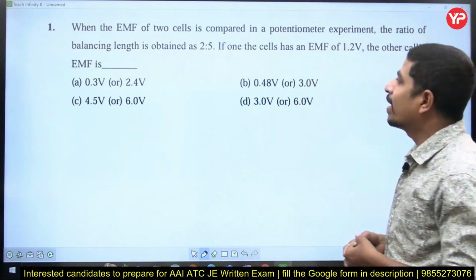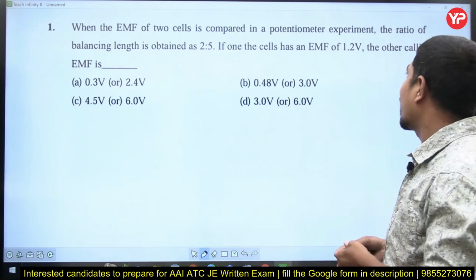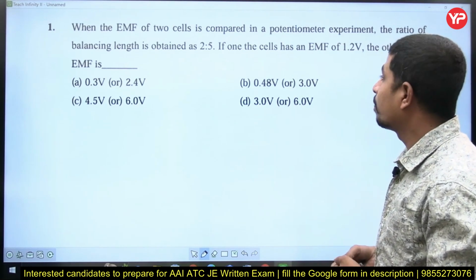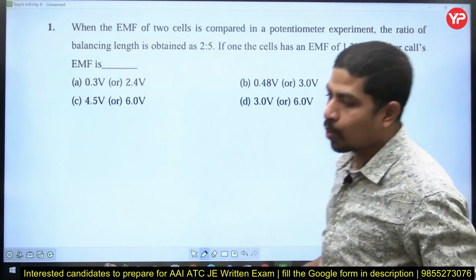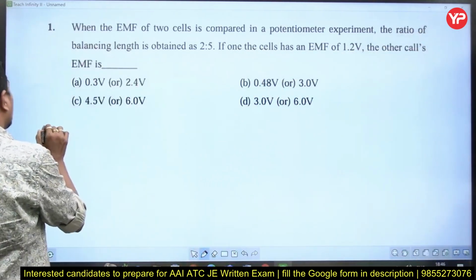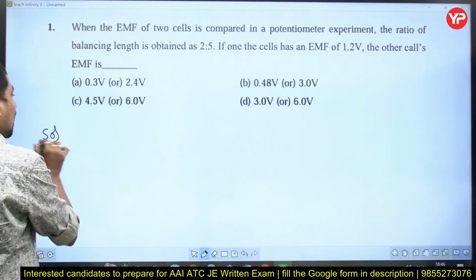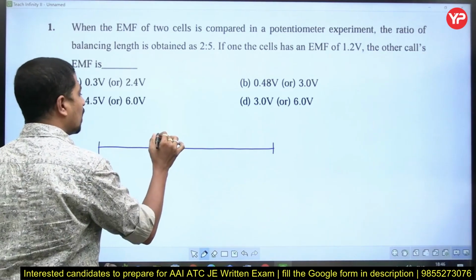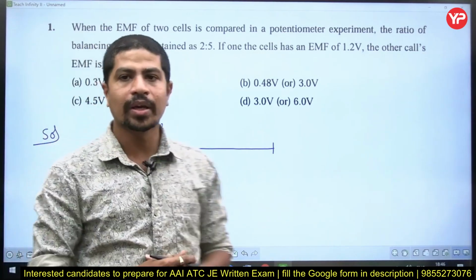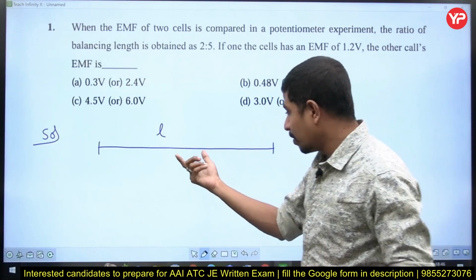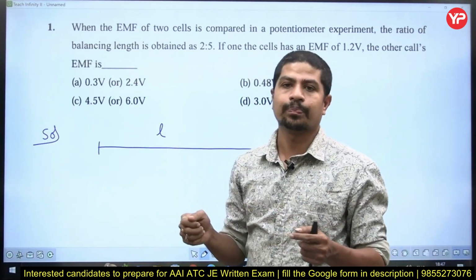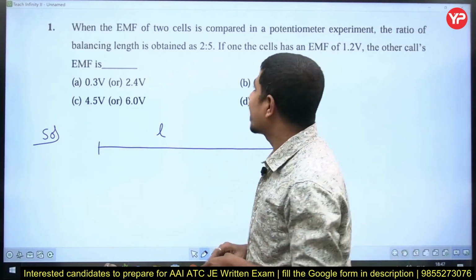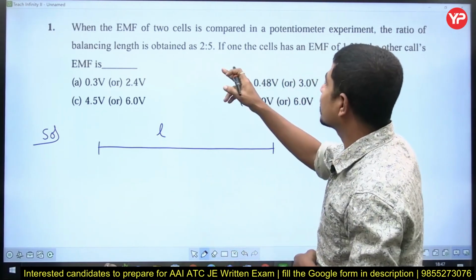The question says: when the EMF of two cells is compared in a potentiometer experiment, the ratio of balancing lengths is obtained as 2:5. What do you mean by that? I'm writing here, there is a wire of length L. This is the potentiometer. In a potentiometer we use a wire on which we obtain the balance of a cell or EMF. So he is saying that balance is obtained at 2:5.